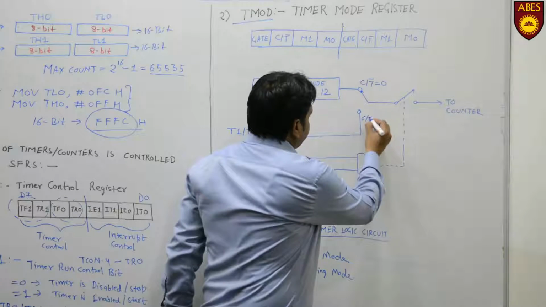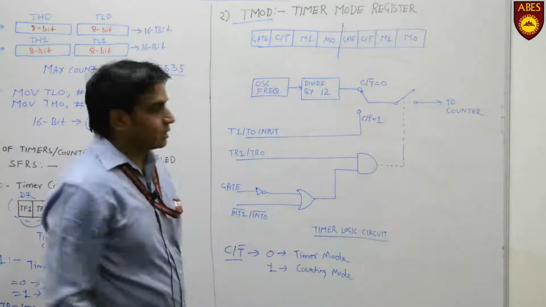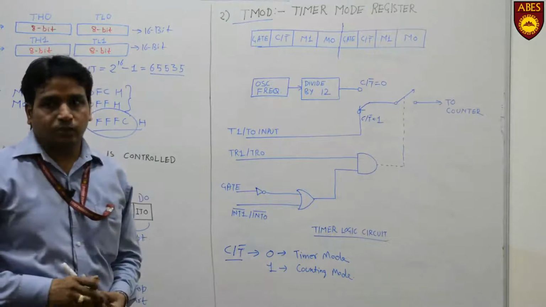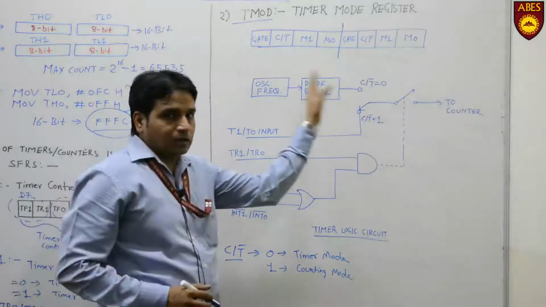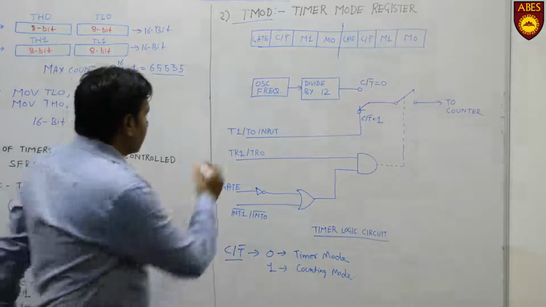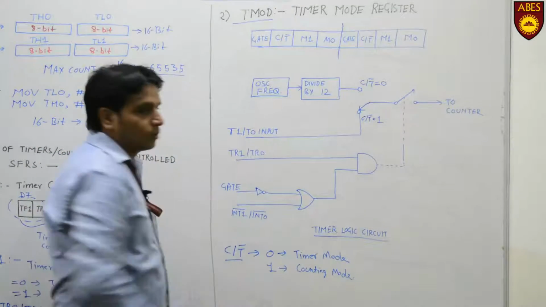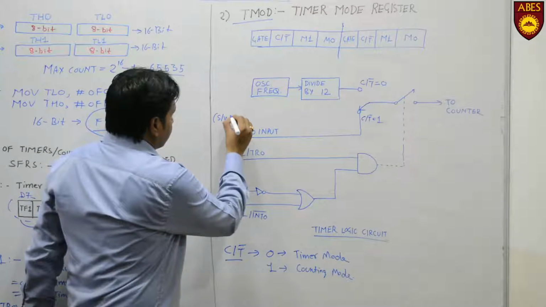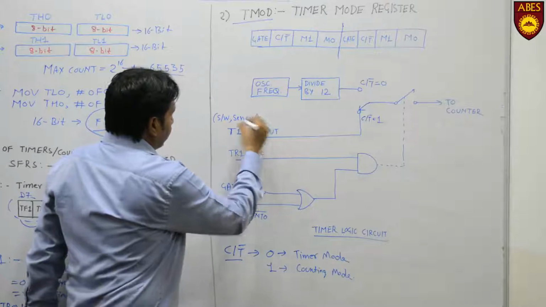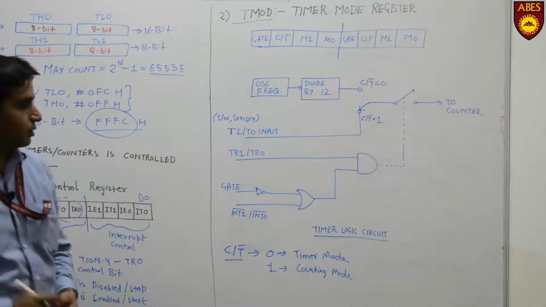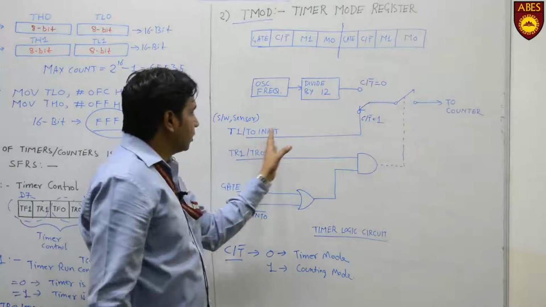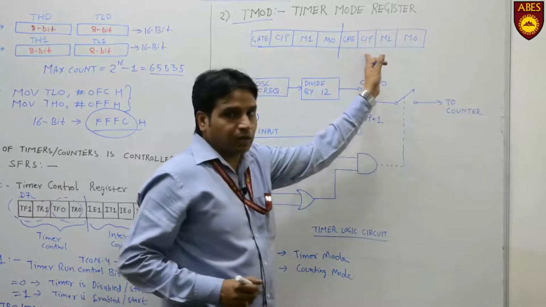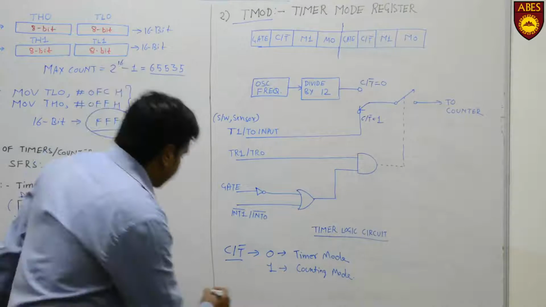In case we make this C/T bar equal to 1, then this switch is changed and connected to the position like this, and in this case the pulses for the counting are not taken from the internal source. They are taken from some external source connected to the T1 or T0 input pin of the microcontroller, and at these T1 and T0 inputs we might have connected some switch or sensor. So in counting applications, the source of pulses is taken externally from the T1 or T0 input. This is the function of C/T bar. We can control whether we want to use it as a timer or as a counter. The next bit is the gate.